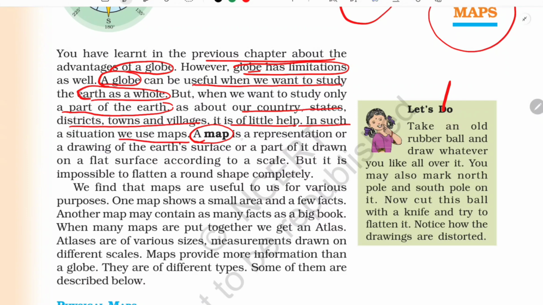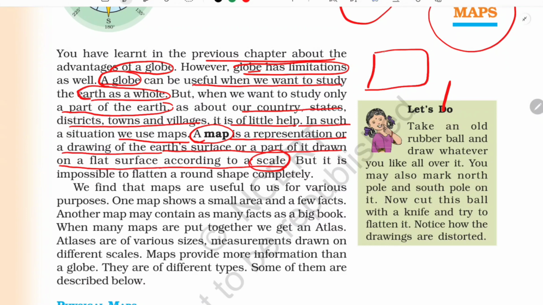So what is a map? This is the definition here. A map is a representation or a drawing of the earth's surface, or a part of it, drawn on a flat surface according to a scale. See, scale here means the measurement, not the ruler scale which you have. Here scale represents the measurement, and it will represent the distance also. You can draw a map on a piece of paper, and it is foldable and easier to carry as well. But a globe is not like that.